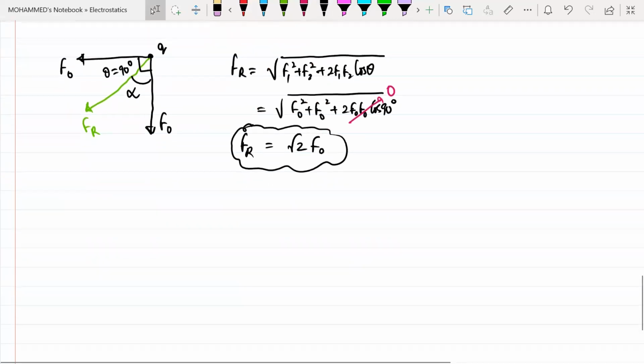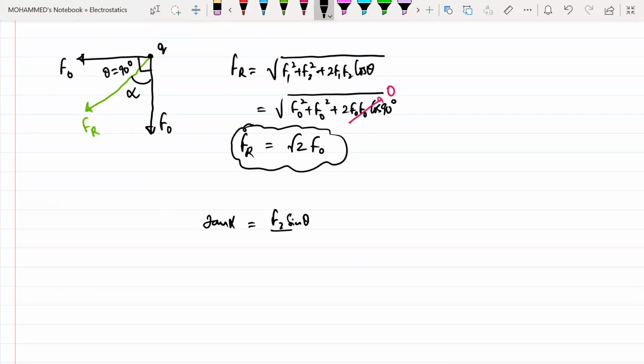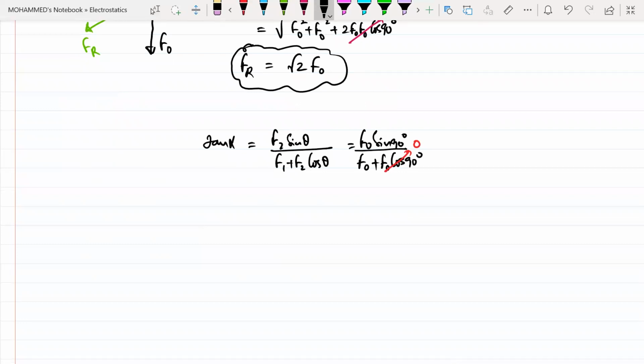Now tell me the direction, beta. Tan alpha will be equal to how much? Tan alpha is equal to F2 into sine theta divided by F1 plus F2 into cos theta. F2 is how much for me? F naught into sine of 90 divided by F naught plus F naught into cos of 90. Cos 90 is how much, beta? 0. Sine 90 is how much, beta? 1. So F naught and F naught will get cancelled. So this will be equal to F naught divided by F naught, F naught will get cancelled, 1. So this is your tan alpha. Tan alpha is equal to 1 means alpha will be equal to how much, beta? 45 degrees. Is that clear?